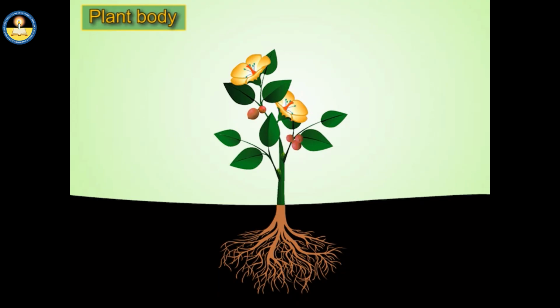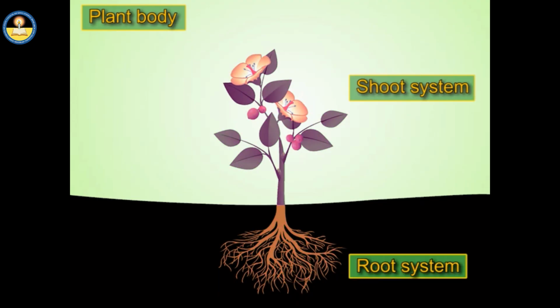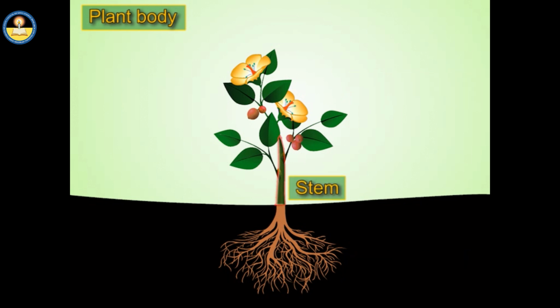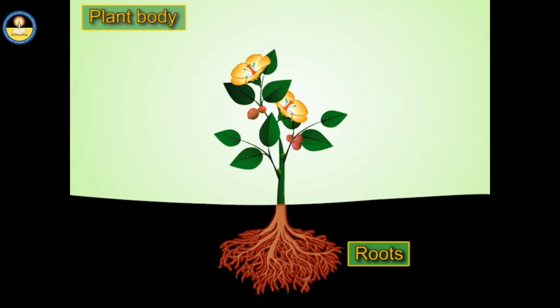A plant body is differentiated into root system and shoot system. The shoot system consists of stem, leaves, flowers and fruits, whereas the root system comprises several branches of various thickness which help in absorbing water and minerals from the soil.